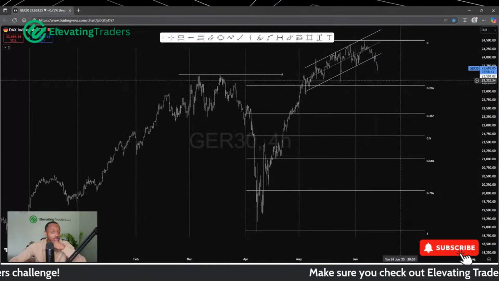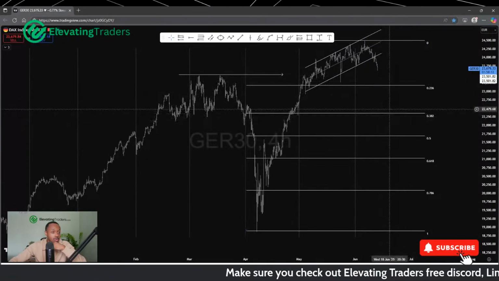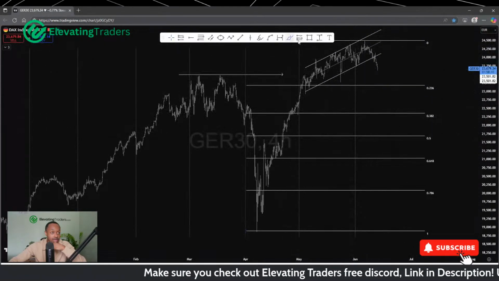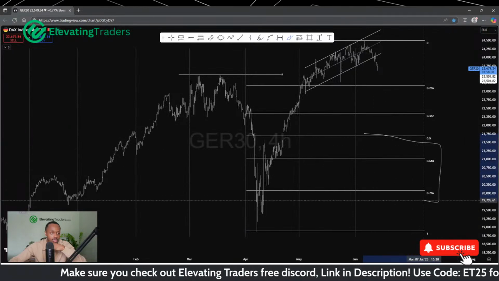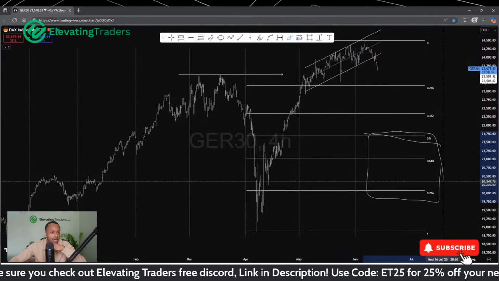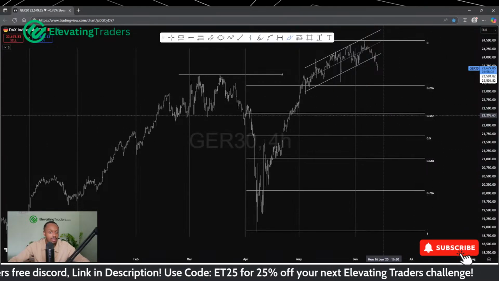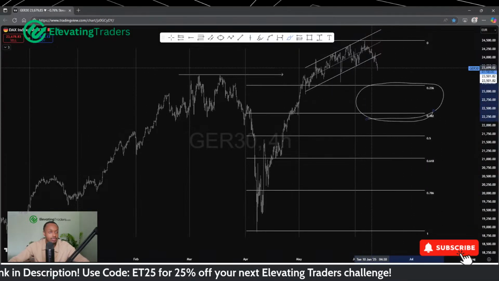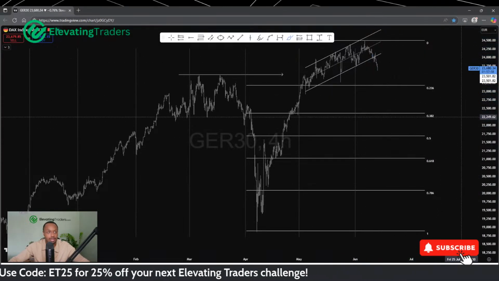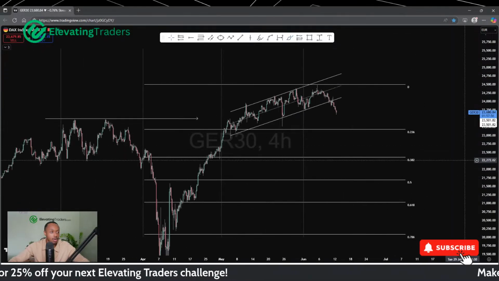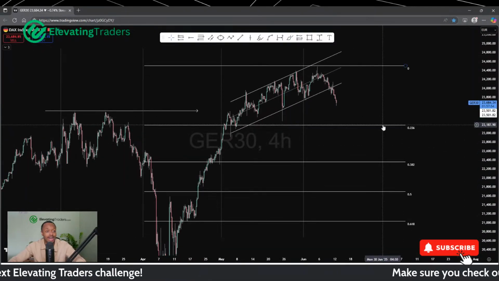I think the 0.236 and the 0.382 are probably the most likely. I doubt we have the bigger pullbacks like 0.5, 0.618, 0.786. I doubt we have a pullback that big. I feel like these are the areas we're probably going to see a pullback into before price does continue. So overall, very, very bullish for the DAX as a whole.